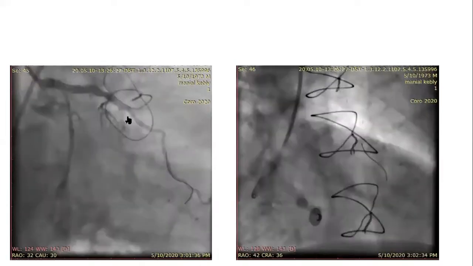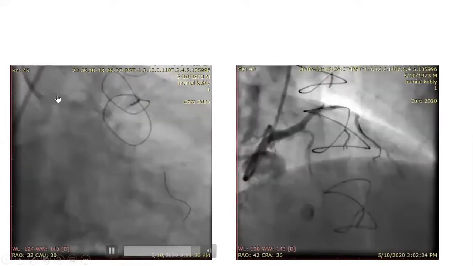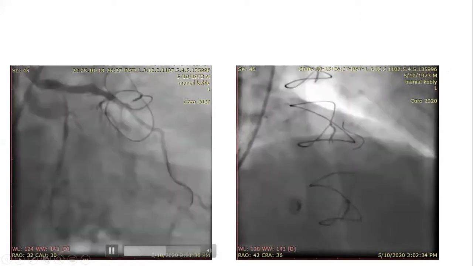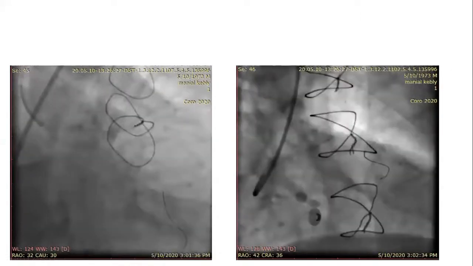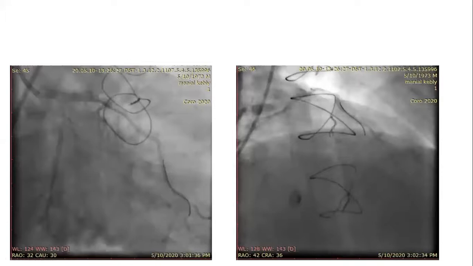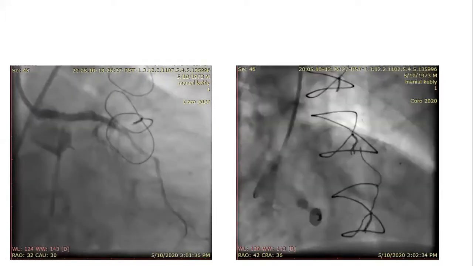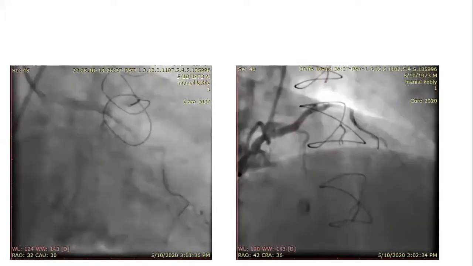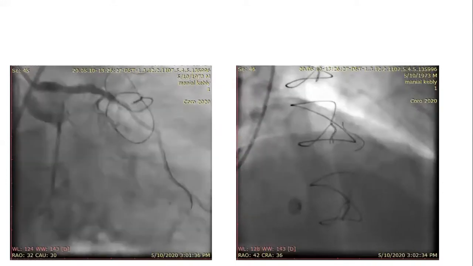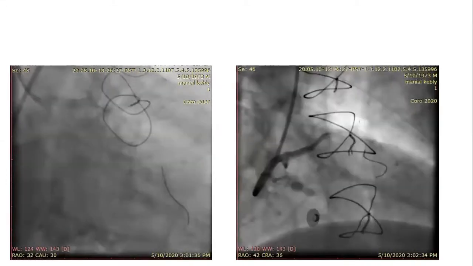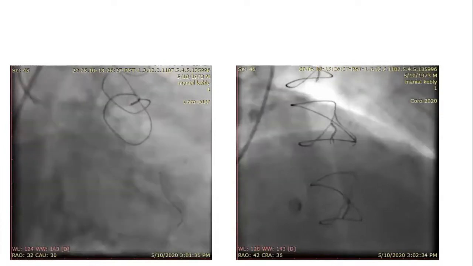We have some jailing of the diagonal branch. However, the circumflex doesn't seem to supply major branches, and the patient was fine, with TIMI 3 flow in this diagonal. So we chose to stop at this stage.